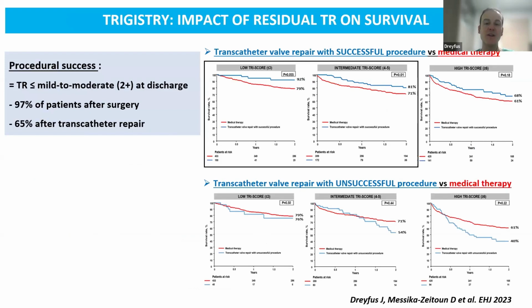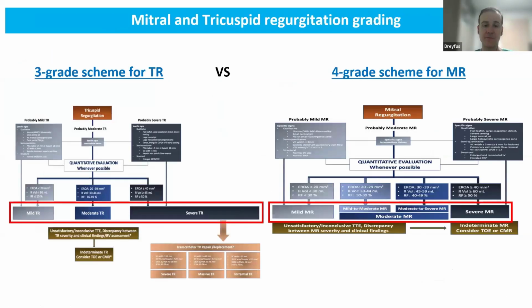if we look not only at the TriScore category, but also the procedural success, and we define procedural success as a mild, moderate, or lower TR grade. And you can see that this result is achieved in approximately all patients after surgery, but only 2/3 of patients after transcatheter repair, and that's why I told you how important is the patient selection.